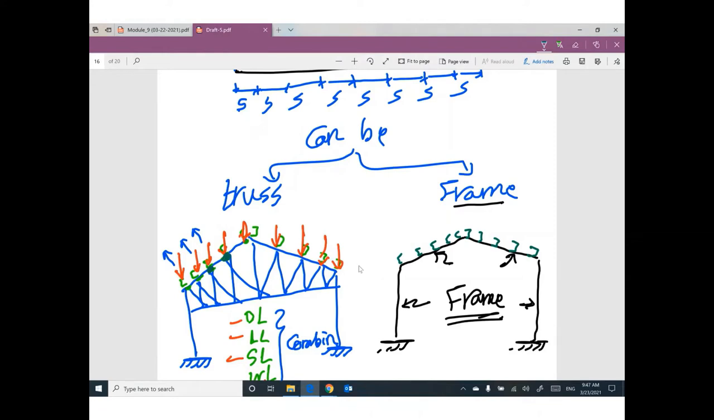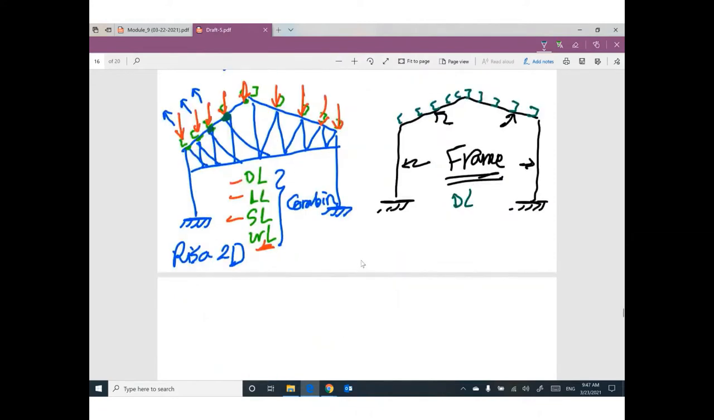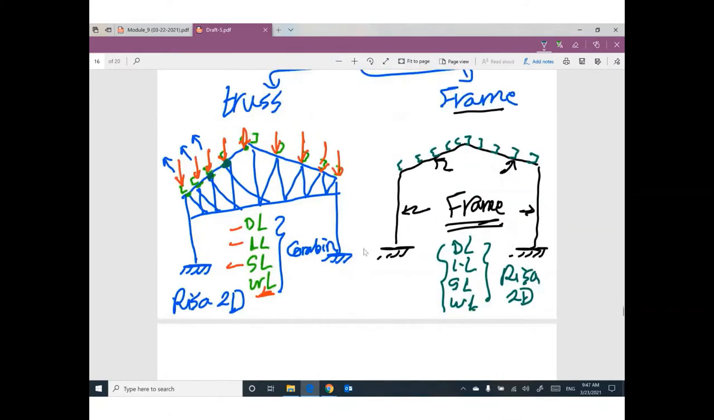But we need to figure out what is the dead load, what is the live load, what is the snow load, what is the wind load. What will happen? And how we can model this frame using RISA 2D. How to do combination between these case of loading and how to design frames. We will cover all of this stuff today because we don't have something new.